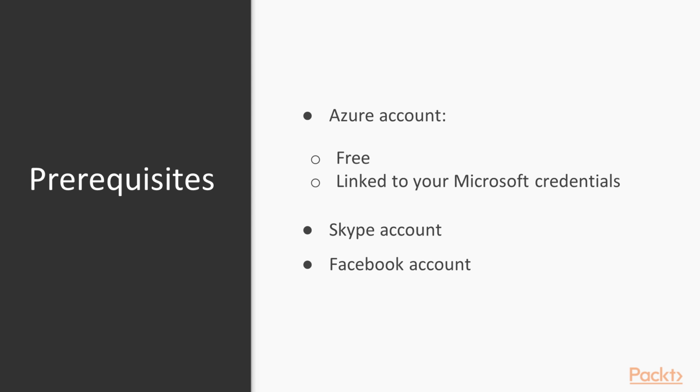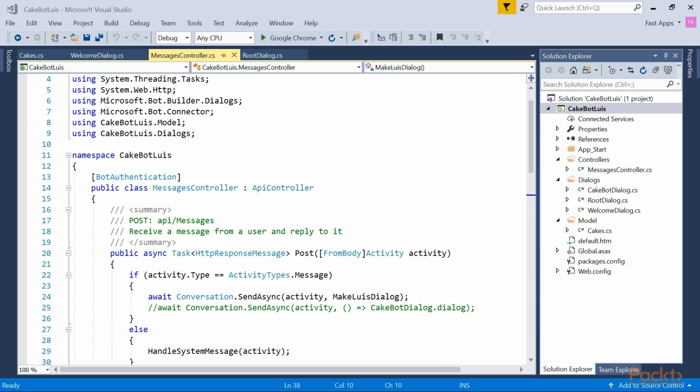You need to have an Azure account, but it is possible to sign up for a free account that's linked to your Microsoft credentials. You receive free credit when creating a new account. You'll also need a Skype account, as well as a Facebook account when publishing to these channels. So let's start where we left off. We have a simple bot that is passing requests through a LUIS dialog, our cake bot.